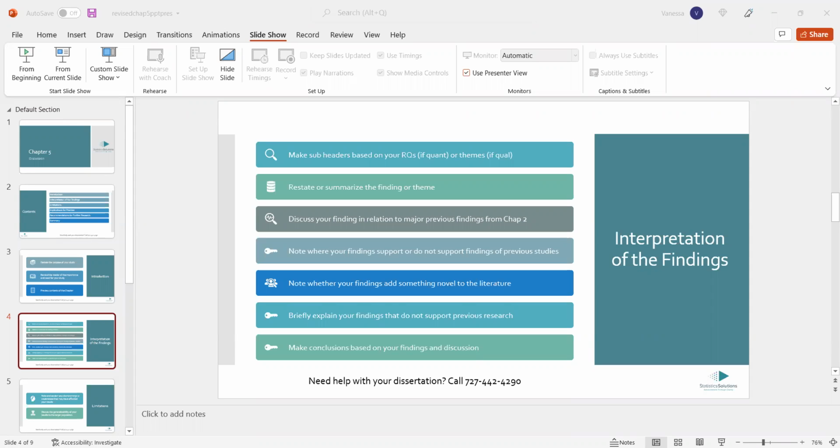And if your findings don't turn out the way you expected, or if they don't support previous research, that's completely fine. I have people sometimes say, oh my God, it doesn't support previous research, or it's not what I expected. It's fine. You're a researcher, you're supposed to be approaching this objectively, and the findings are what they are.